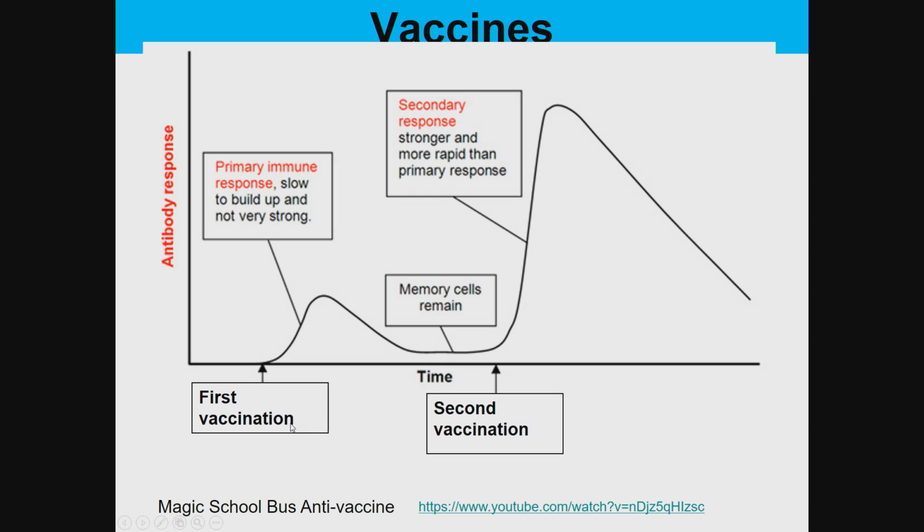The reason that a person would need more than one vaccination for the same disease is that the first time, the primary immune response is slow to build and not very strong. Some memory cells remain, and then when a second vaccine is given, the secondary response is stronger and more rapid than the primary response, and the result is that more memory cells remain. So if they were to come into contact with the disease, their antibody response would be even greater than that secondary response, and they would not get sick.